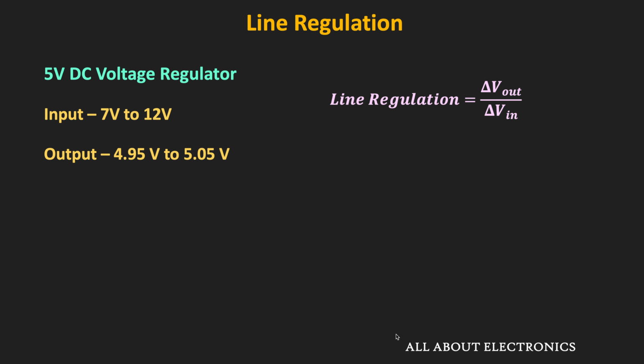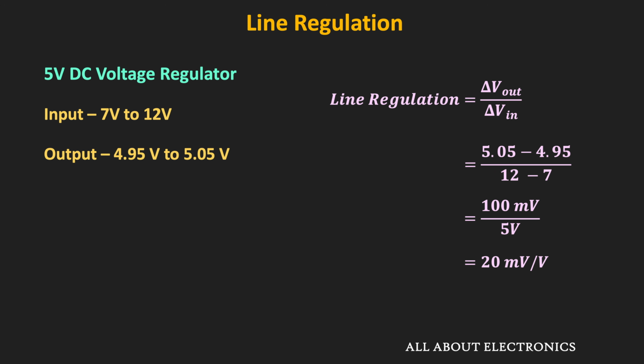So here the change in the output voltage is from the 4.95 volt to the 5.05 volt, and similarly the change in the input voltage is from 12 volt to the 7 volt. That means here this line regulation is equal to 100 millivolt divided by 5 volt, or we can say that is equal to 20 millivolt per volt.